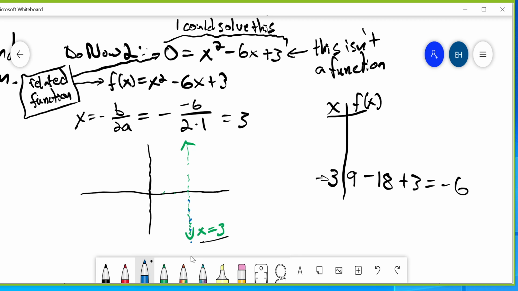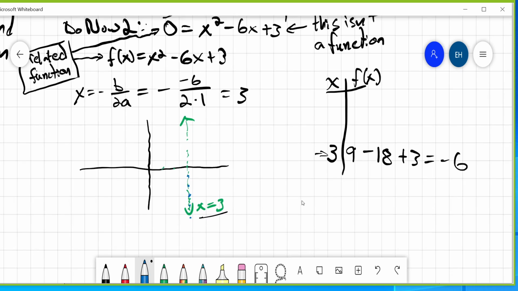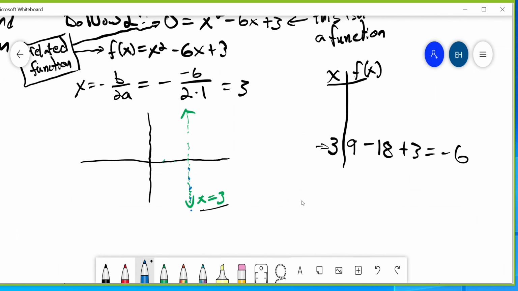So way down here, 3, negative 6. It's not letting me write on it because 1, 2, 3, 4, 5, 6, because it's on the pencil. Okay, so there's our vertex. Let's write that. And is it a parabola facing up or down? Up, because a is 1, which is a positive number. A is greater than 0. So we have a parabola facing up, and I can just sketch it.